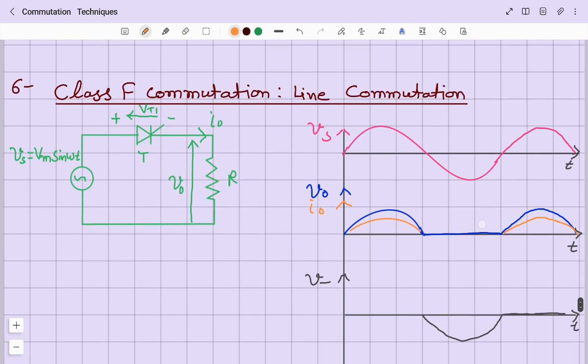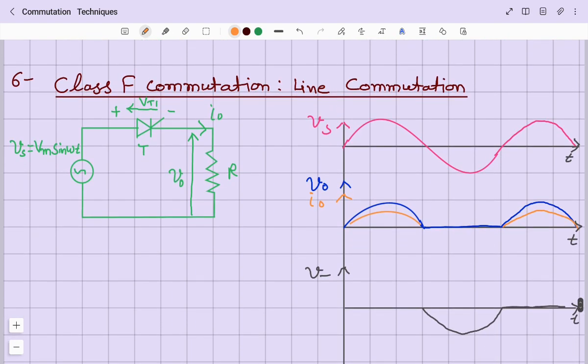Now the last commutation, which is the class F commutation, which is also known as line commutation. It is for AC circuits. You can notice the load resistance is R. Just for simplicity, I have taken the load as resistive in nature, right? But in actual, it is definitely an RL type load, right? RL or RLE, any type of load could be there.